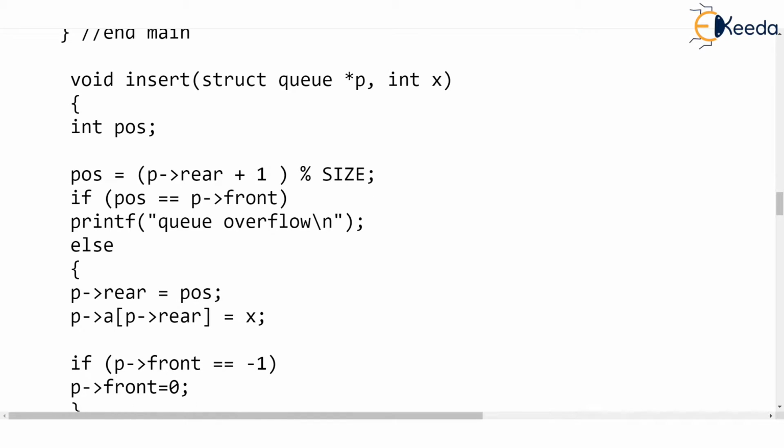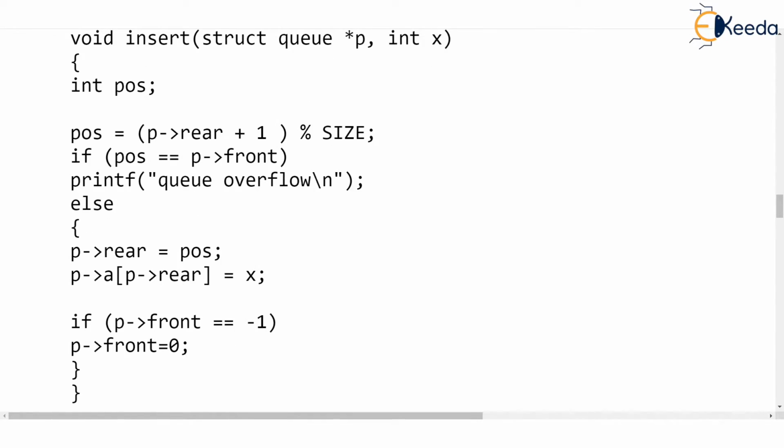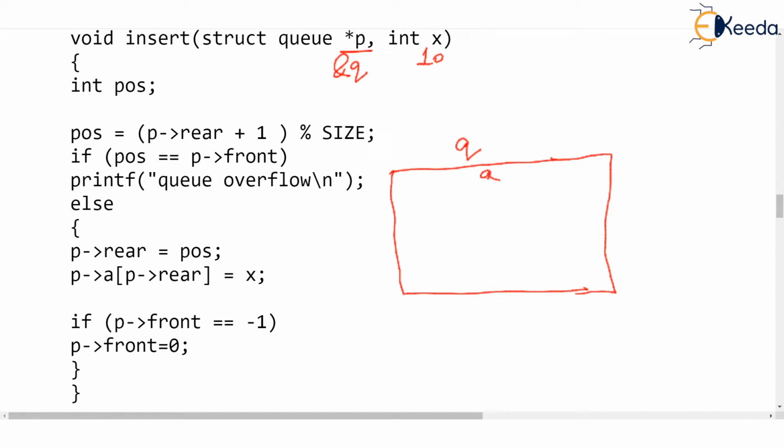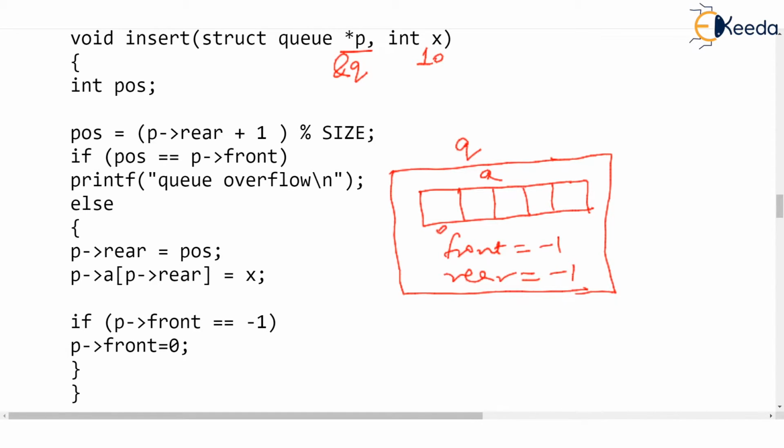Here is the insert function, and let's see how this insert runs. This P gets the address of the queue and X is 10. So here is the queue, which has an array of size 5 and front. Recall, front is -1. Main did this. Main function also did rear equal to -1. So the queue is currently empty. Locations 0 to 4. Okay, let's run this insert.